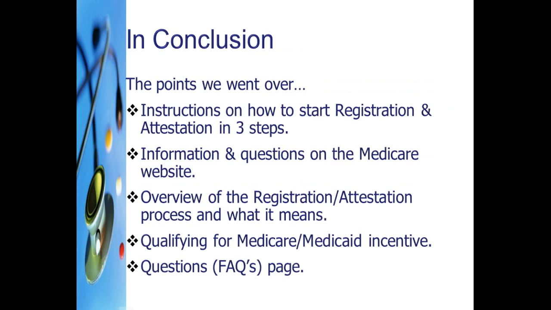In conclusion, we went over the instructions on how to start your registration and attestation in 3 steps. We went over the information and questions on the Medicare website, overview of the registration and attestation process and what it means, qualifying for Medicare and Medicaid incentives, and the facts page.